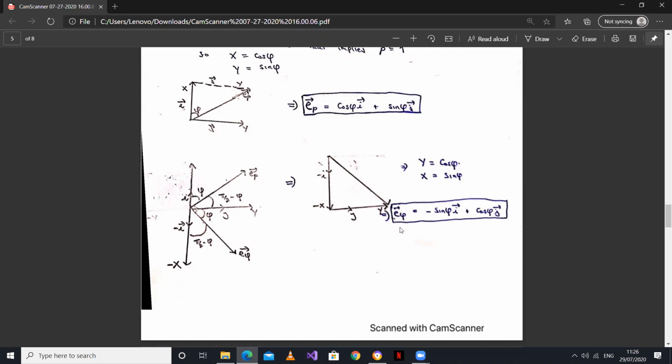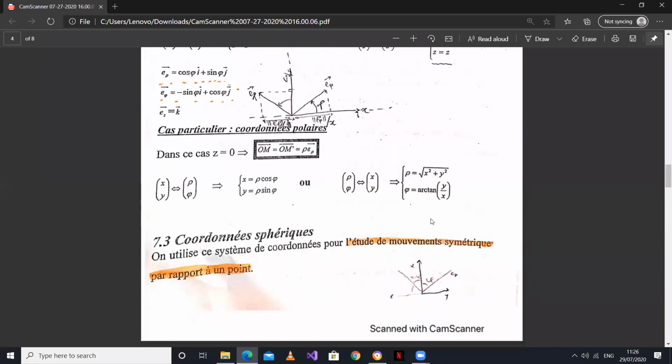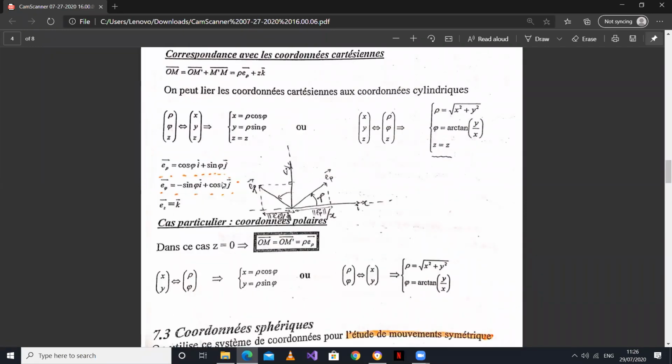So for total, the vector phi will be equal to minus sine phi times i plus cosine phi times j, which is this expression there, which was also found there. The same thing: minus sine of phi i plus cosine of phi j.